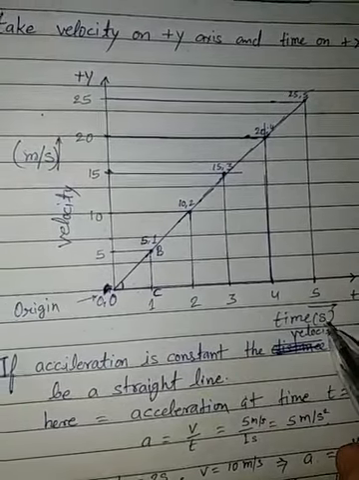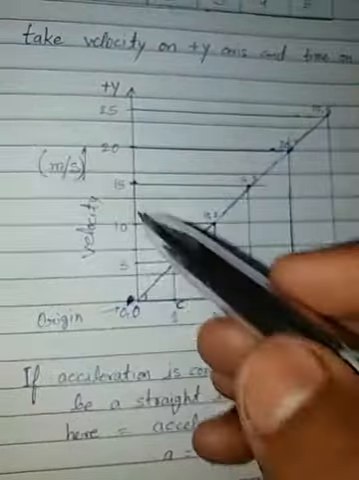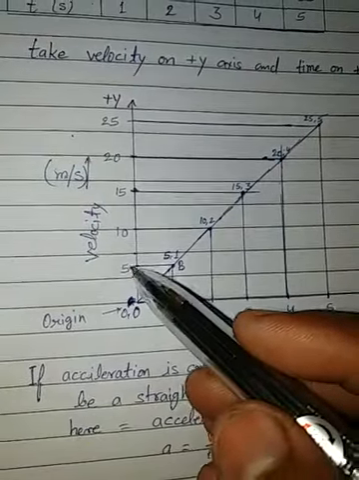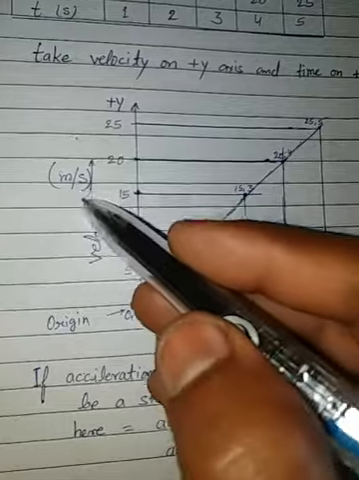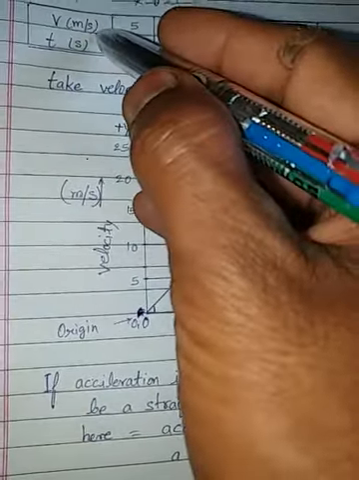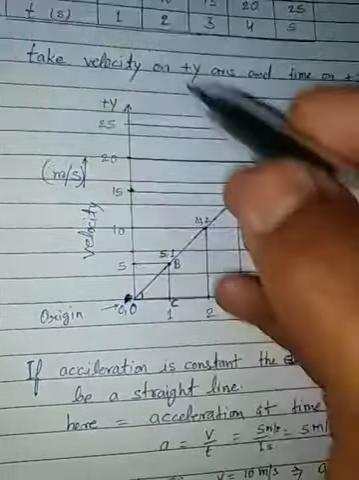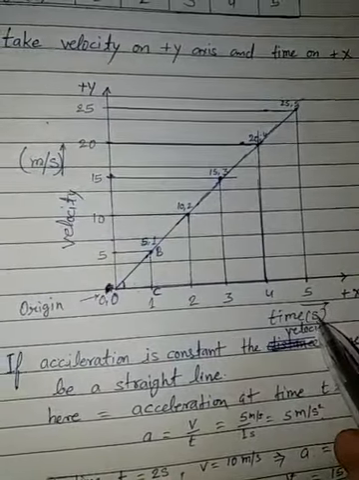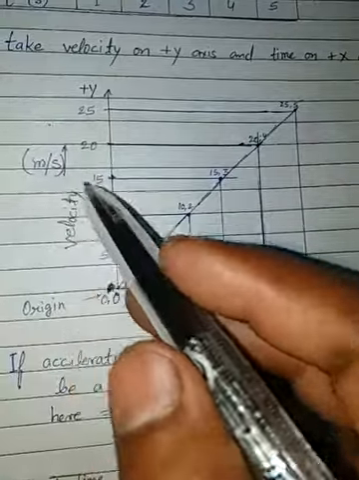Units are essential to write here. We have to write velocity unit meter per second, that is given here. Time unit second. So writing this is necessary.